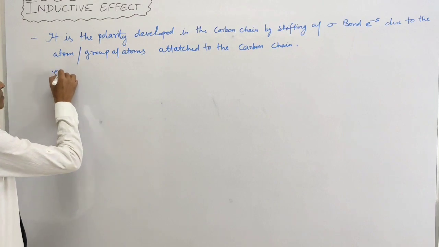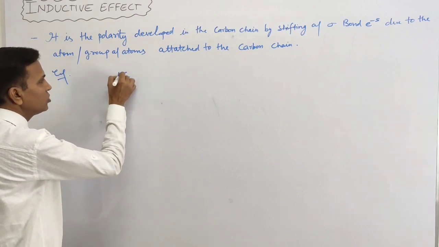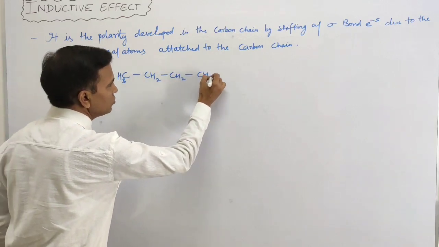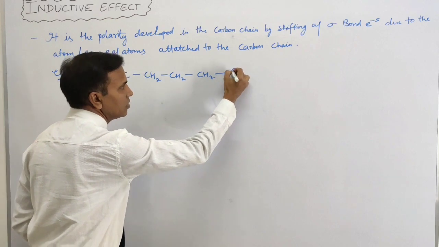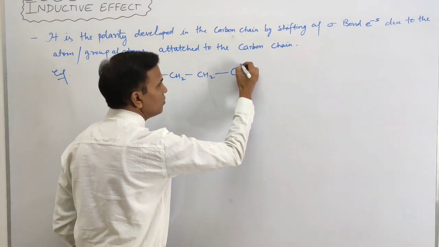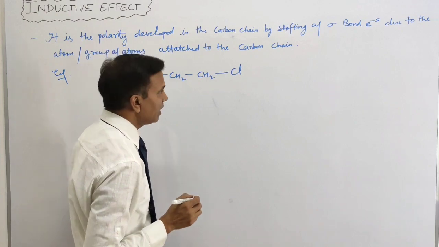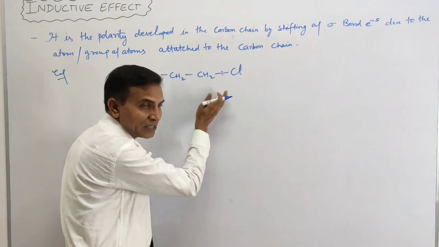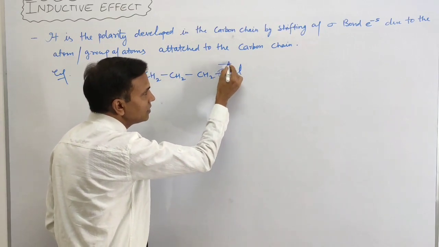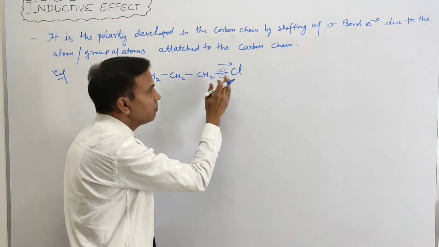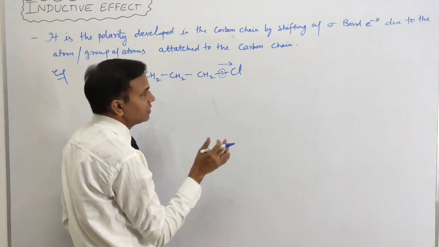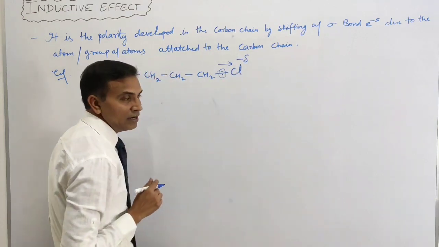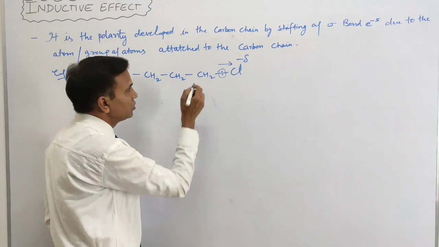For example, here is CH3, CH2, CH2, CH2 and halogen, chlorine. So chlorine is more electronegative than carbon, right? So here is the shared pair of electrons. Chlorine attracts the shared pair of electrons towards itself and makes this bond polar, and due to this chlorine gets some negative charge in it, right? And carbon gets some positive charge.